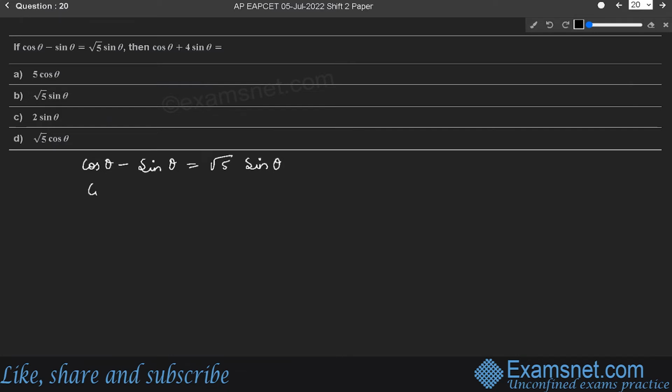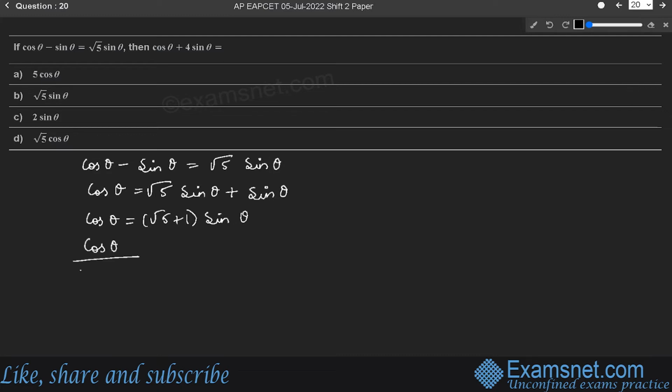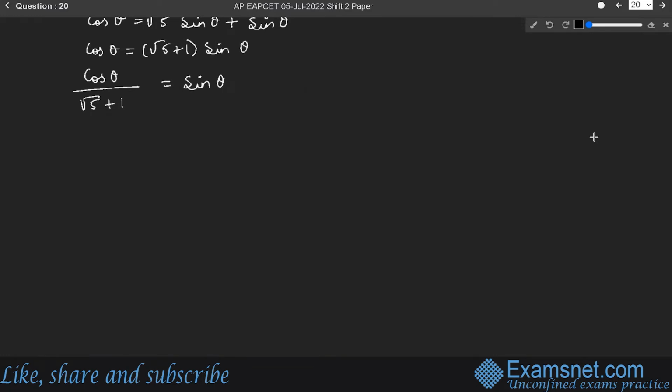Here we can write this expression as cos theta is equal to under root of 5 sin theta plus sin theta, taking minus sin theta on the right hand side. So cos theta will be equal to under root of 5 plus 1 into sin theta. Or we can write it as cos theta divided by under root of 5 plus 1 is equal to sin theta. Now, rationalizing the left hand side, it will be cos theta divided by under root of 5 plus 1 into under root of 5 minus 1 divided by under root of 5 minus 1 is equal to sin theta.